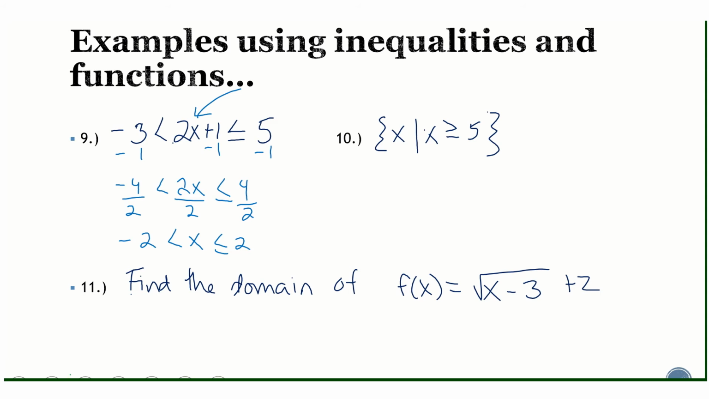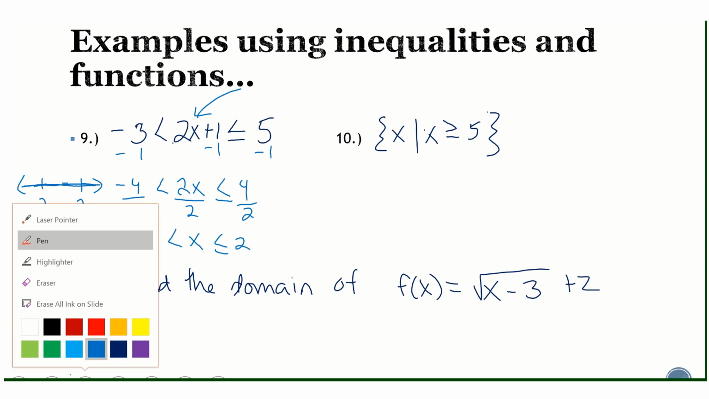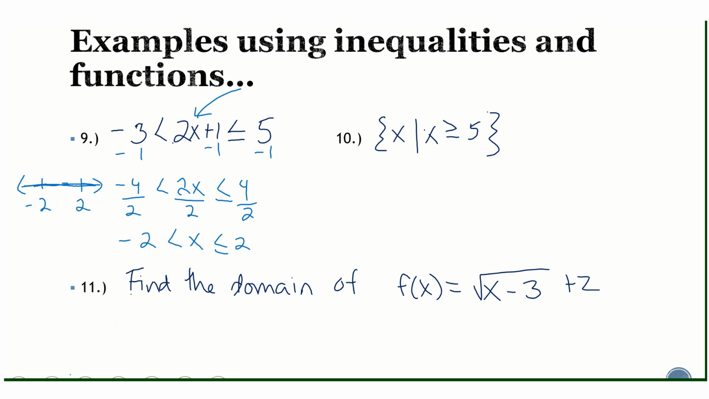Now, sometimes students will benefit from actually putting that on the number line so they can see it. And so you might want to do that. Put that on the number line, and so you've got negative 2 and you've got 2. The negative 2 is not included, and then 2 is included, and then x is in between them. That's optional, you don't have to do it that way.